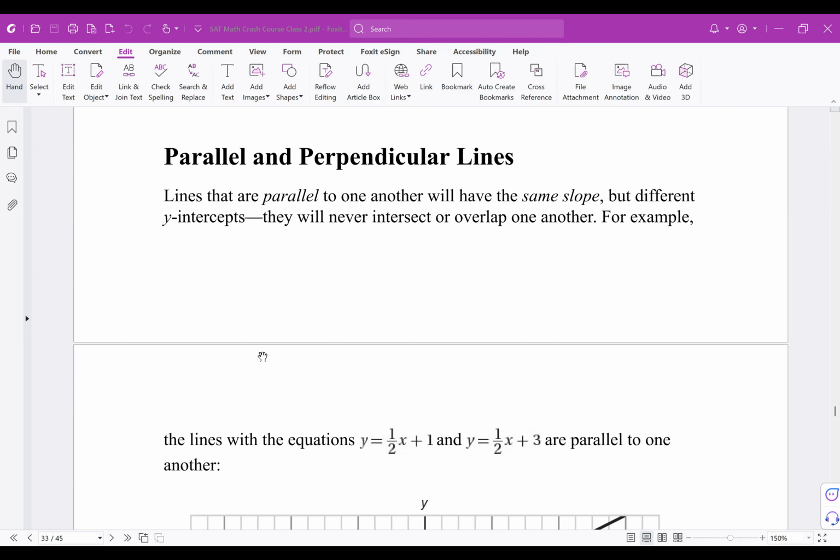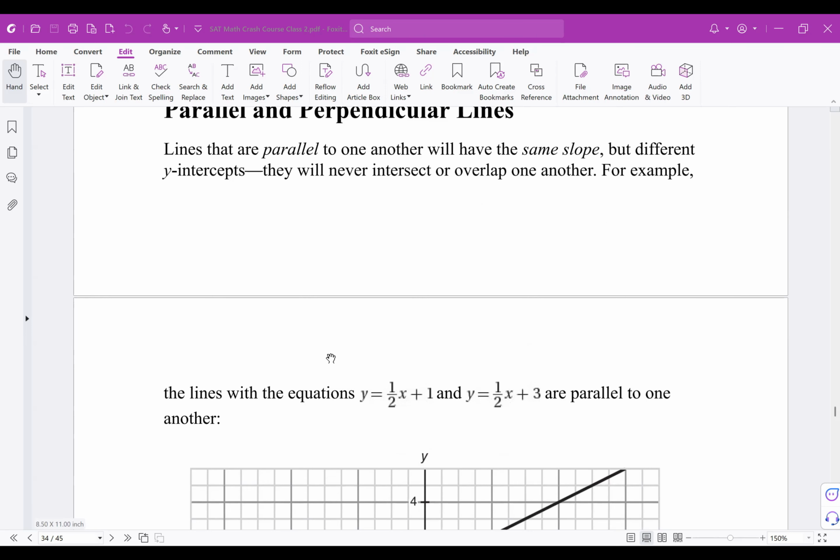For an example, the lines, I'm extremely sorry for my noises. I'm extremely sorry for the noises that are coming from my surroundings. I'm really sorry for that.